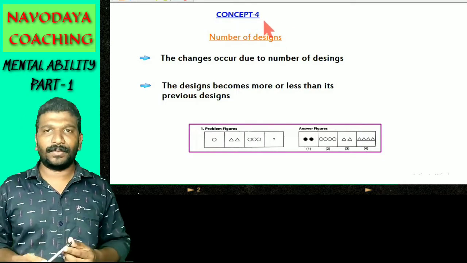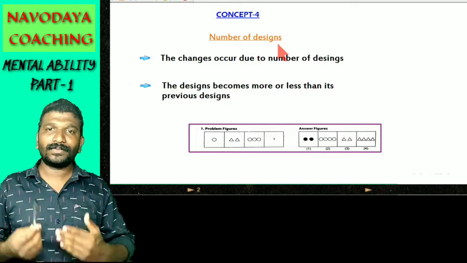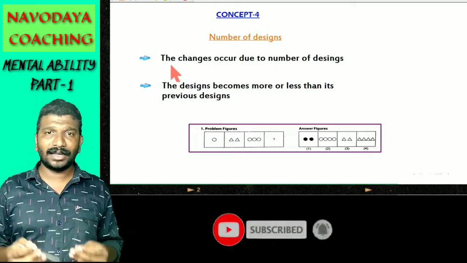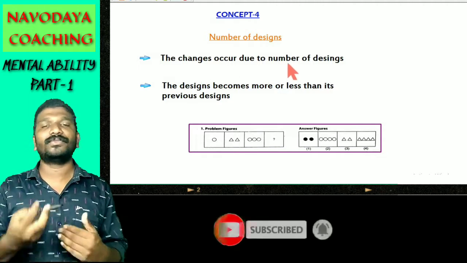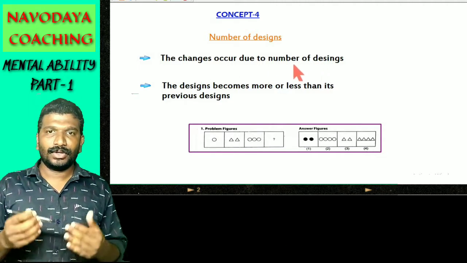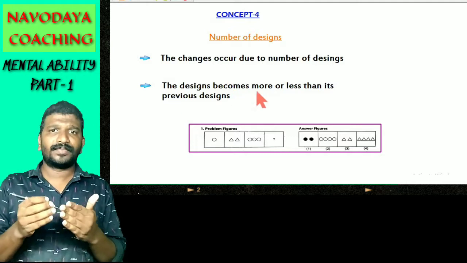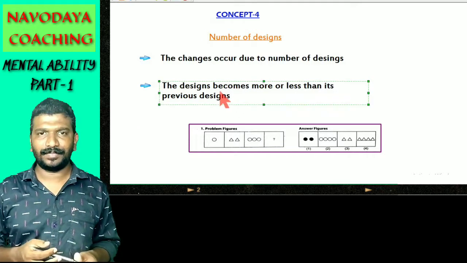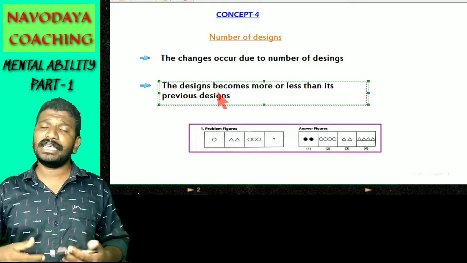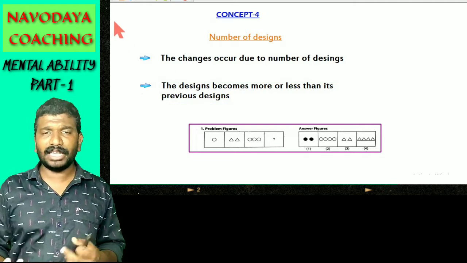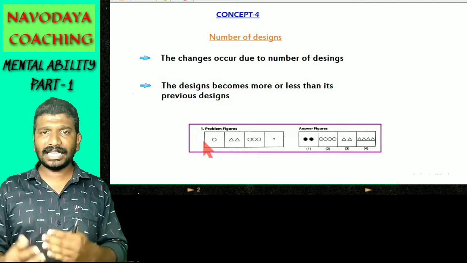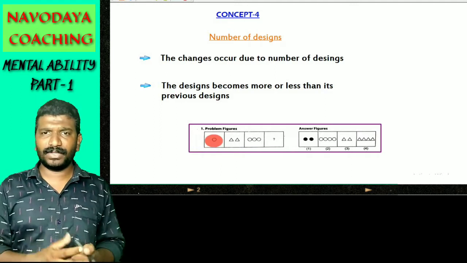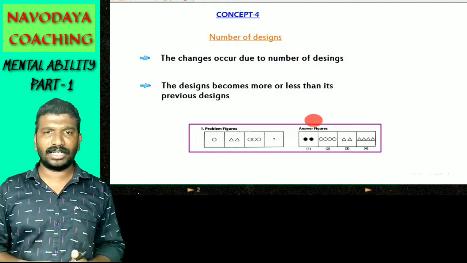Concept number 4, number of designs. Sometimes we have to find the answer according to the number of designs. So the designs become more or fewer than the previous design. Means the number of designs may increase or sometimes decrease. We can clearly understand by the example. Look at the example figure. Problem figure and answer figure are given here.